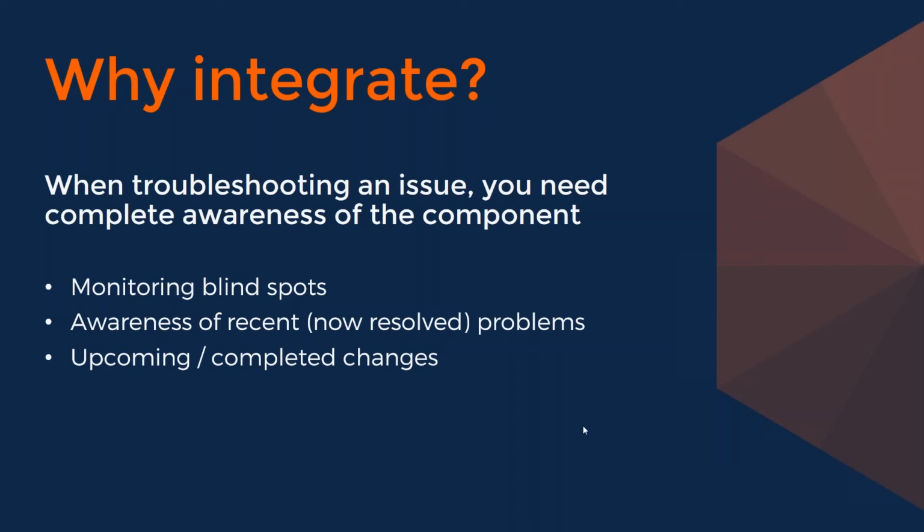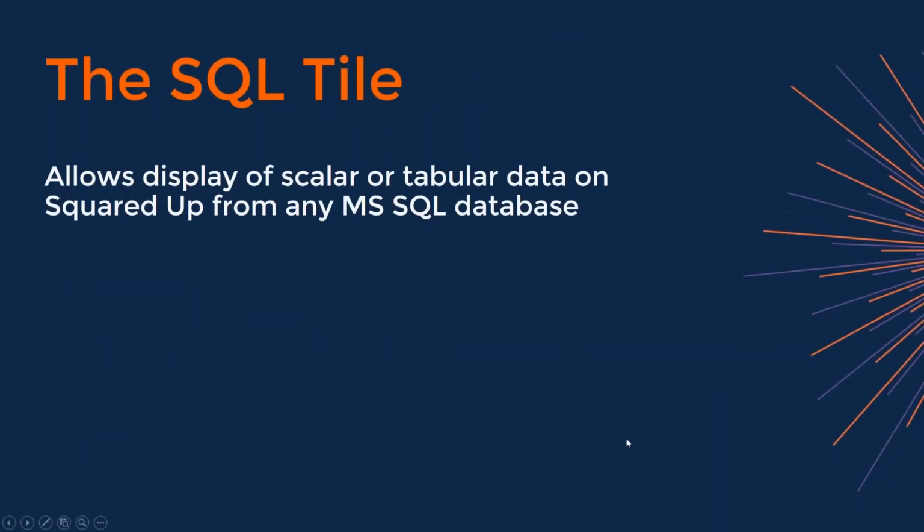Absolutely. Okay, so we've talked about why do it. Let's actually get to the point of making this a reality. So to do this, we're going to leverage the SQL tile, which is a great little tile in Squared Up that basically allows you to display tabular or scalar data in any dashboard or perspective you like, as long as it's inside a Microsoft SQL database. So tabular means rows and columns, and scalar means I want to just have like a roll up. It's like total count of incidents or something like that.